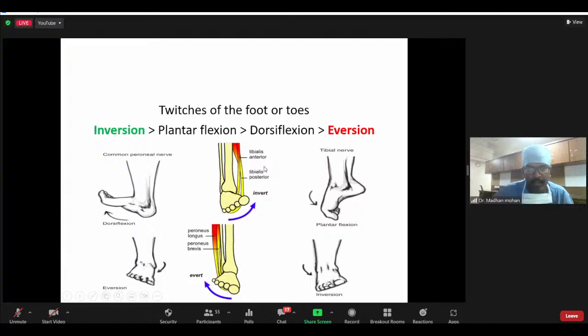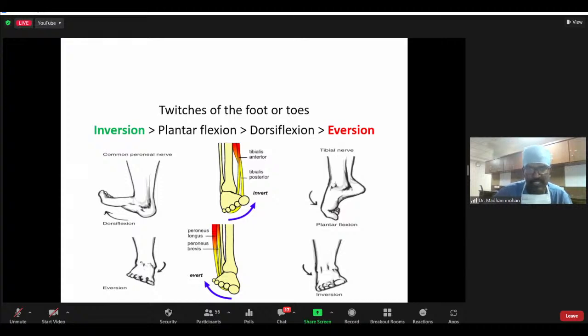So suppose you are doing a PNS guided popliteal sciatic block and you are getting an inversion response, that means your needle tip is exactly in the center location between these 2 components of the nerve. So this will increase the chance of success, give a rapid onset of action and a prolonged duration of block.